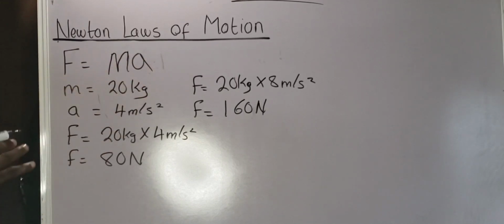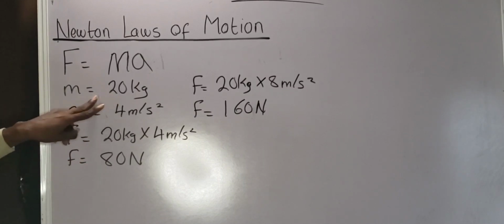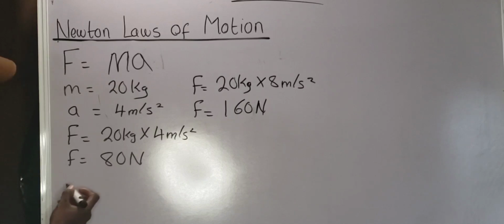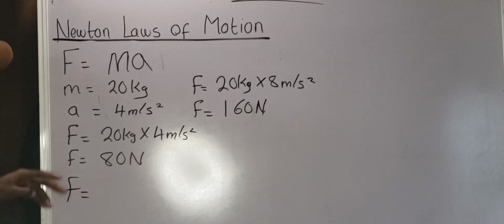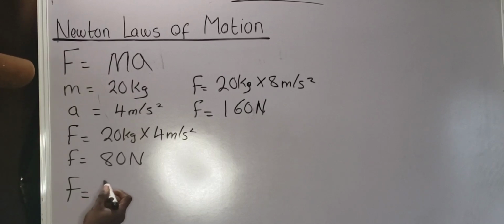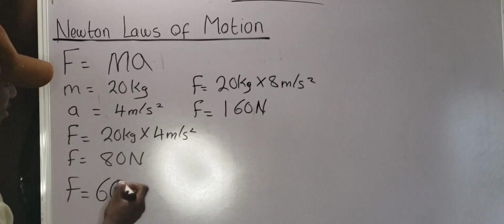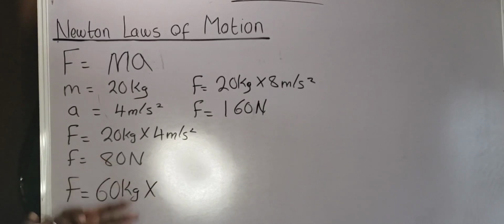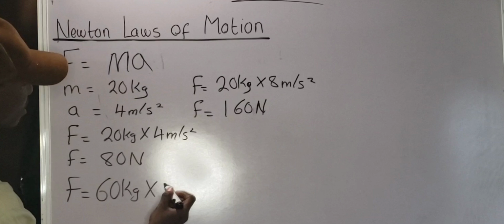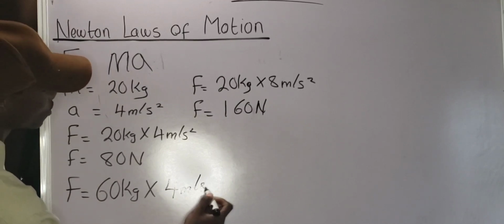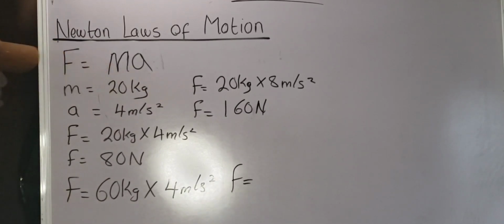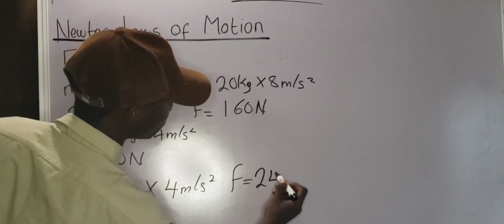You can see that the net force is directly proportional to the acceleration. As the acceleration increases, what happens to the net force? The net force also increases. Now let's say we tripled the mass of the object. So for this, the net force becomes mass. The mass is tripled, so I'm going to have 60 kilogram multiplied by, and we keep the acceleration constant, 4 meter per second squared. So the net force here will be what? 60 multiplied by 4. That is 240. So 240 Newton. Do you understand?